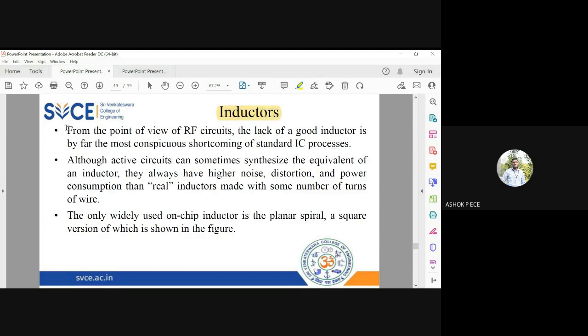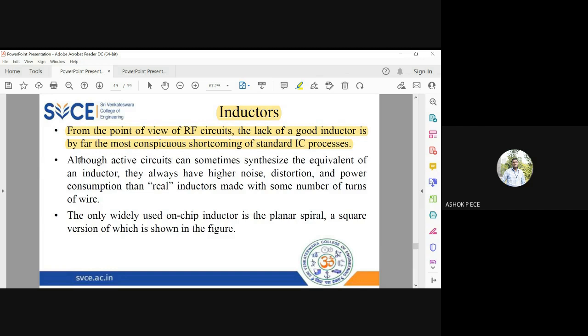So the most important drawback in RF circuits is you don't have a very good inductor, which is going to simplify your process. So inductors are considered to be very bulky, and they don't fit into the RF circuit board. So that is the reason why inductors are not available even today, even though there are very good fabrication mechanisms available.